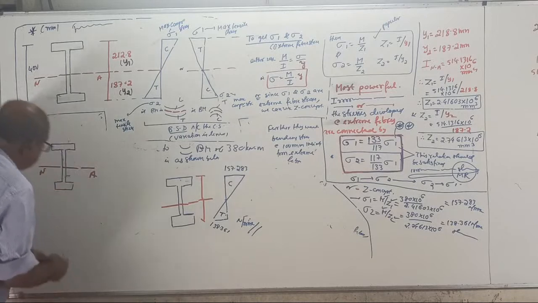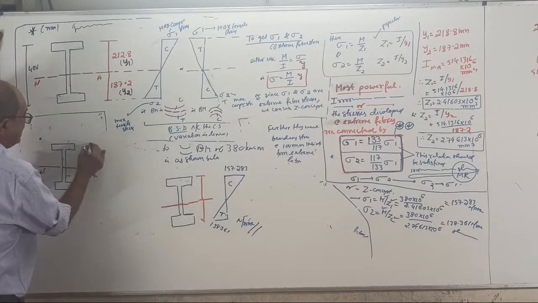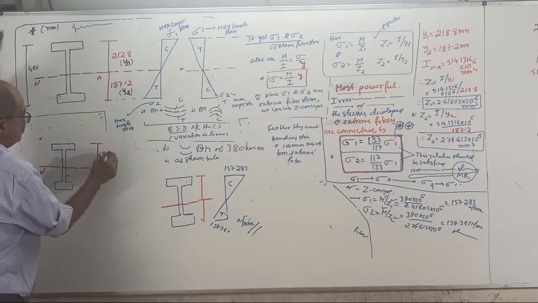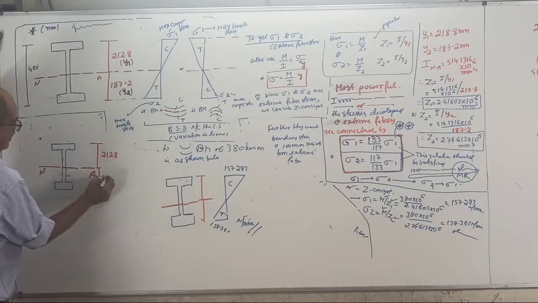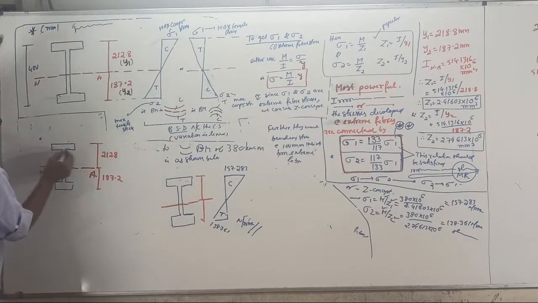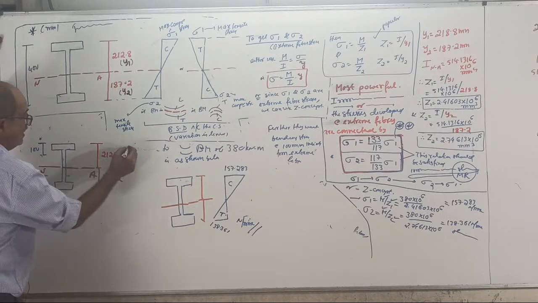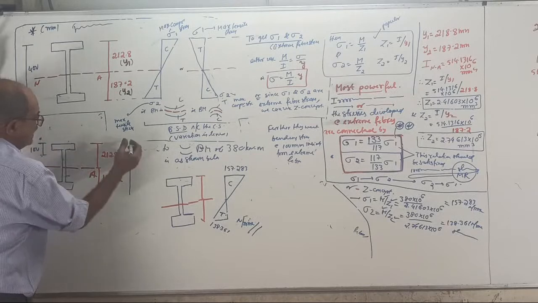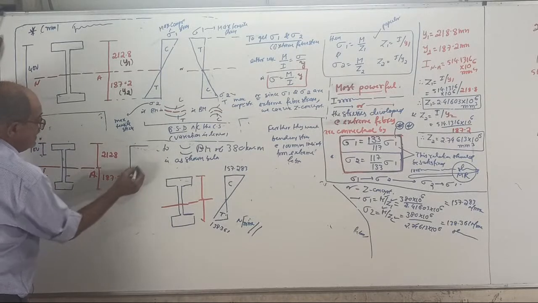I told you, systematic means always systematic. These distances are known to you. How much? 212.8 millimeter, 187.2 millimeter. They want us to come 100 mm down here, and here they want to go up by 100 mm. Or if I draw the bending stress diagram, see, extreme fibers are this way.